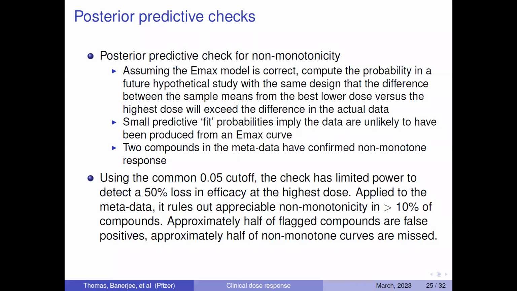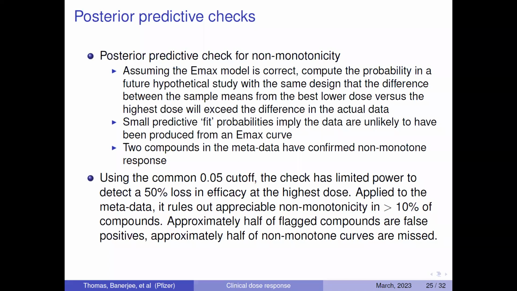Now, of course, if the Emax model is correct, it's a monotone model. We wouldn't expect the lower doses to be better than the higher dose. Now, with chance variability, especially if you're near the plateau with multiple doses, it's not that surprising to see one of the lower doses doing better, but you certainly wouldn't expect it to do a lot better. So a small predictive fit probability here implies that it's very unlikely that the data came from an Emax curve. These predictive fits are not really p-values, but they kind of act like a p-value. So a small value is indicative of, I don't believe the model.